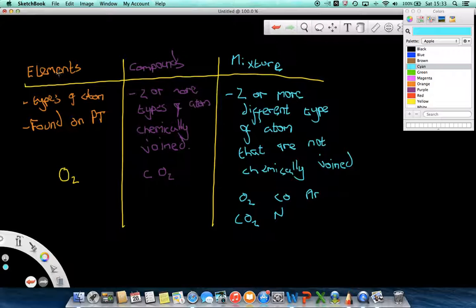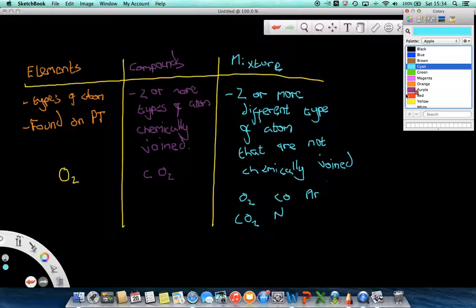Okay, elements are different types of atom that are found on the periodic table. Compounds are two or more types of atom, so elements, that are chemically joined together. For example, carbon dioxide. It's made of carbon atoms joined chemically to oxygen atoms. Whereas a mixture is two or more different types of atom that are not chemically joined together. Okay? For example, the air.